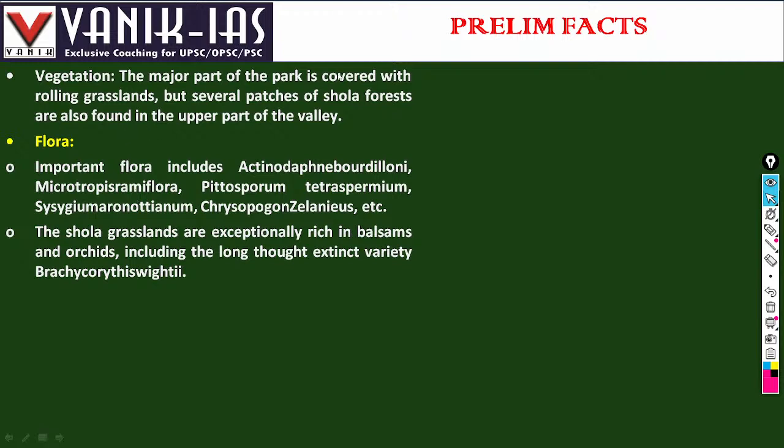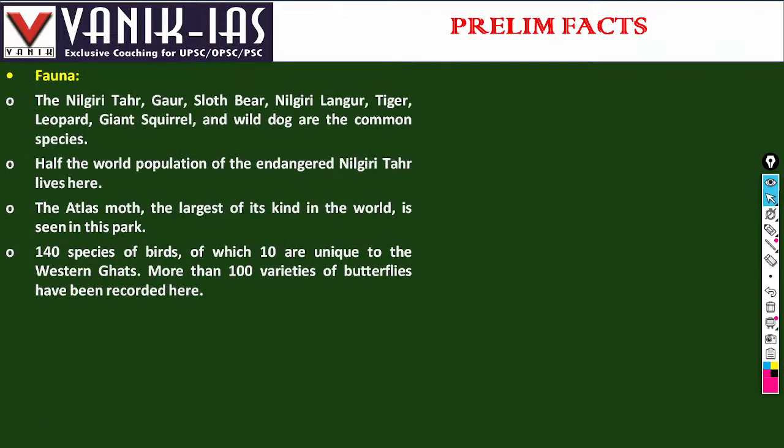Vegetation: the major part of the park is covered with rolling grasslands, but several patches of shola forest are also found in the upper part of the valley. Flora includes Anthistiria, Daphniphyllum, Microtropis, Pittosporum, and Tetrastigma. The shola grasslands are exceptionally rich in balsams and orchids, including the long thought extinct variety of Brachycorythis. The Nilgiri Tahr, gaur, sloth bear, Nilgiri langur, tiger, leopard, giant squirrel, and wild dog are the common species.